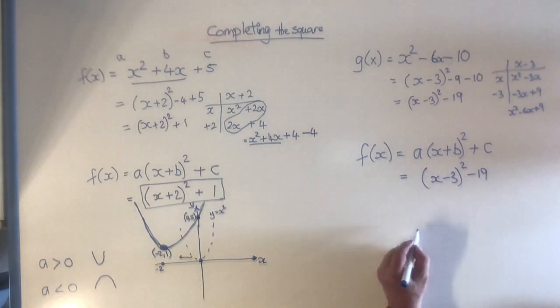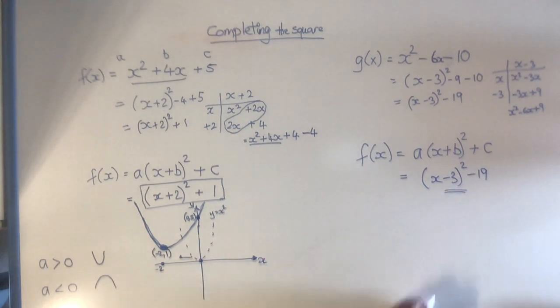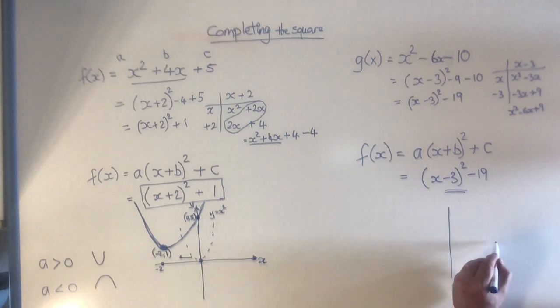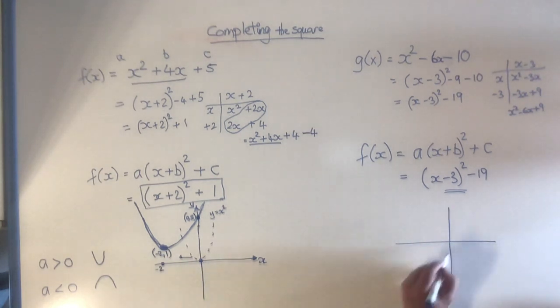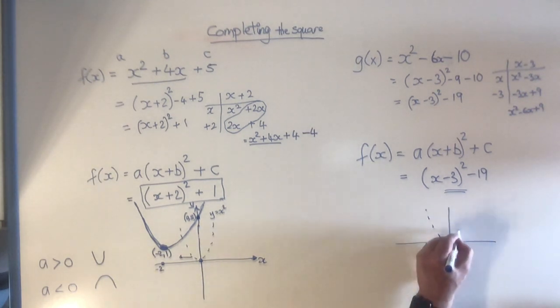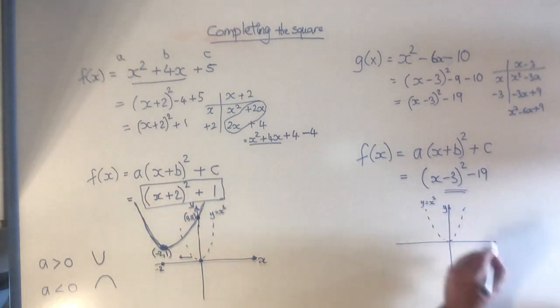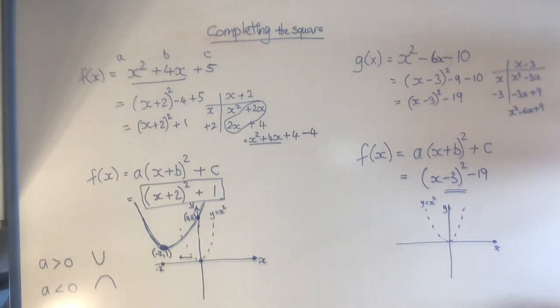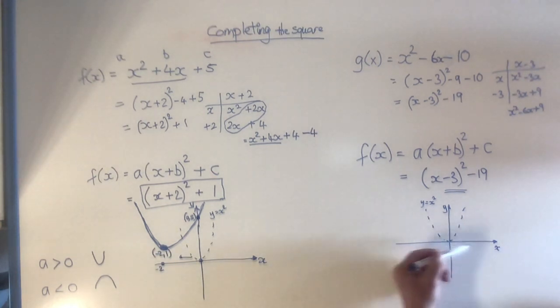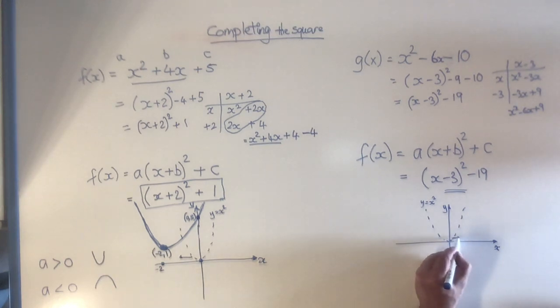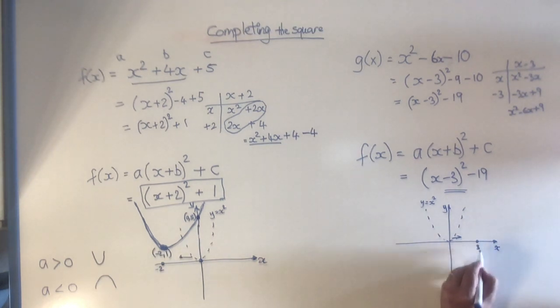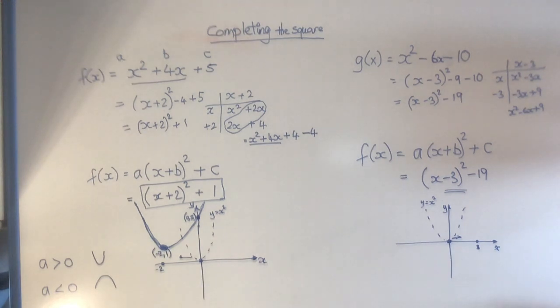We can now sketch that, and that's the reason why we do completing the square. So let's try and sketch it. So for this one, well, we start with the standard graph, y equals x squared. This is y-axis, remember, and x-axis. Now the minus 3 tells us it moves it to the right, so that's going to go to 3. This is your minimum turning point here. So, move it 3, and then we're going to go down to minus 19, so it's going to be way down here somewhere. Not drawing to scale, obviously.